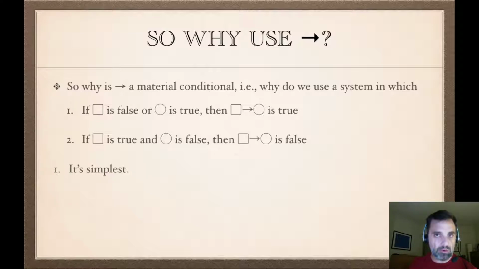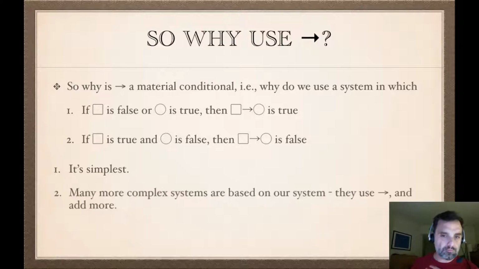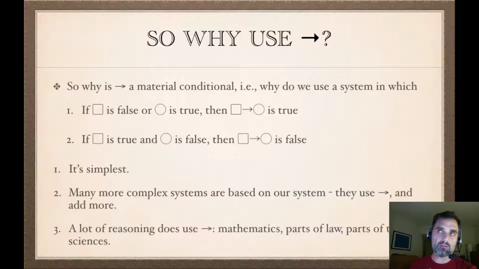Well, a couple of reasons. First of all, it's simple, and we want to keep things simple and then build up to complexity. That's a theme we've seen returning. Also, the more complex systems contain our system. So it's not just that it's simple, it's that it's contained in the more complex systems. They just do more. And the other thing is that a lot of reasoning in language does use the arrow, or it uses a material conditional.